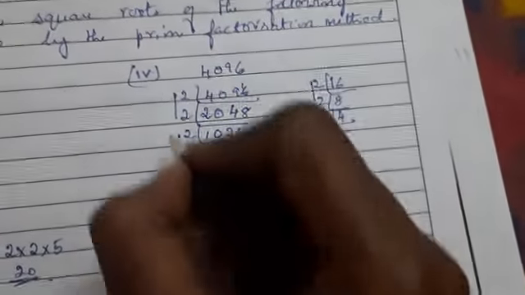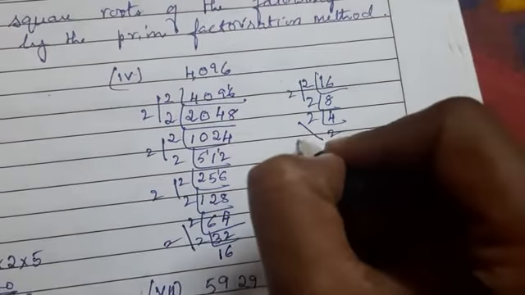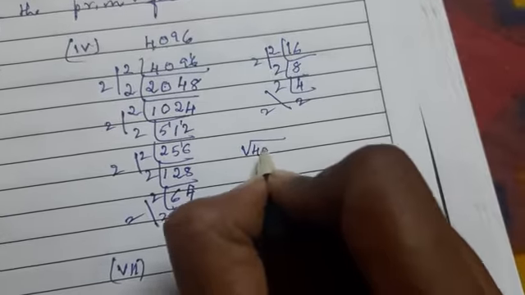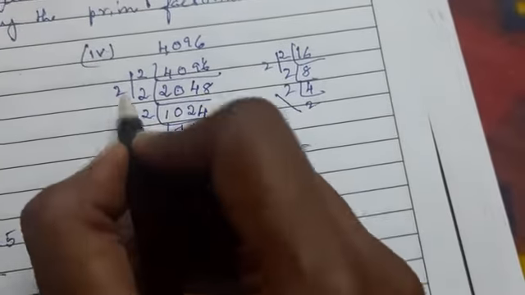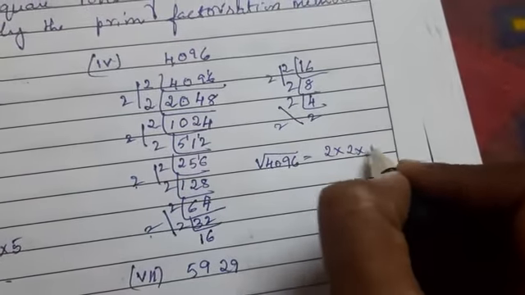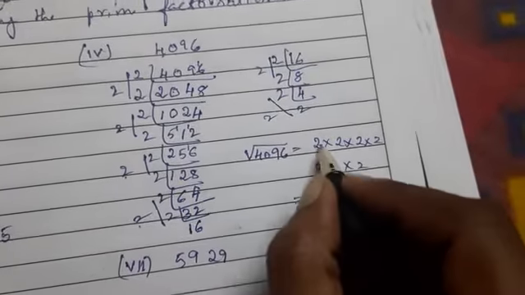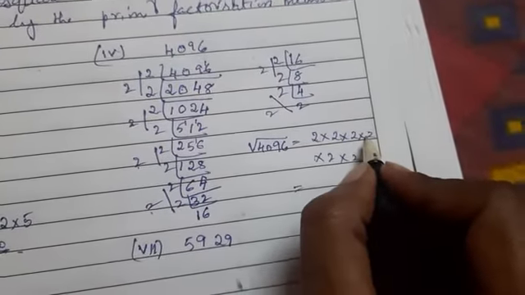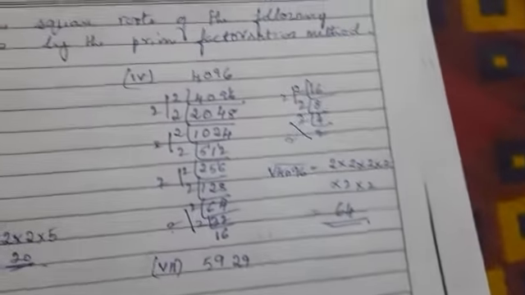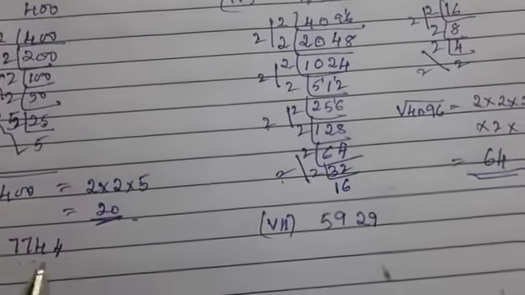Don't take the 16 here. So 2 2 2 2 2 2. How many 2s are there? Then square root of 4096 is equal to 2 into 2 into 2 into 2 into 2 into 2. So 6. 6 means 2 2s are 4, 4 4s are 16, 16 4s are 64. So like this you have to do it. Okay, next 7744.